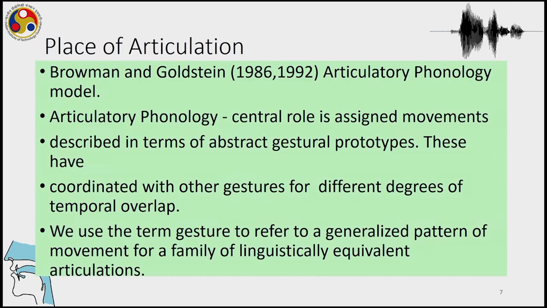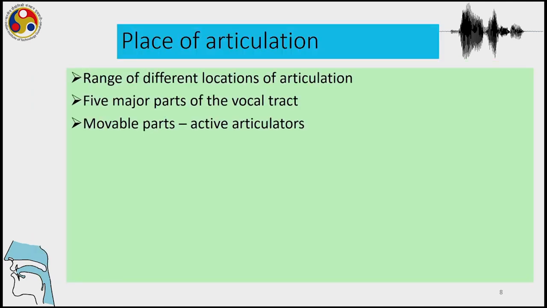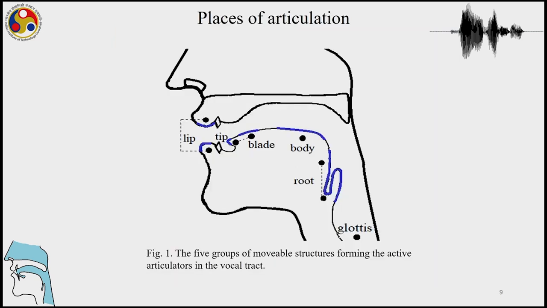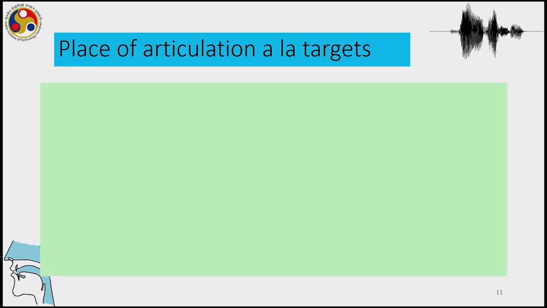And to study the phonetic diversity, we talked about place of articulation and different locations of articulation, the five major parts of the vocal tract, the movable parts, and the 17 articulatory gestures that was shown in places of articulation, and the 9 regions that are the target areas as shown in the diagram in figure 2.